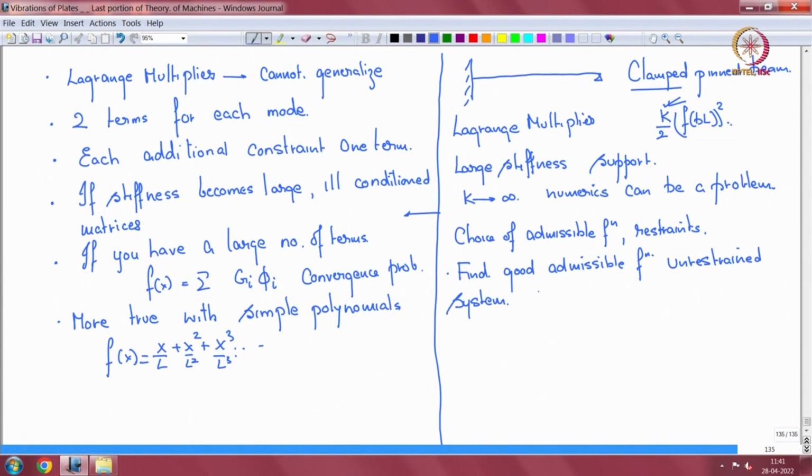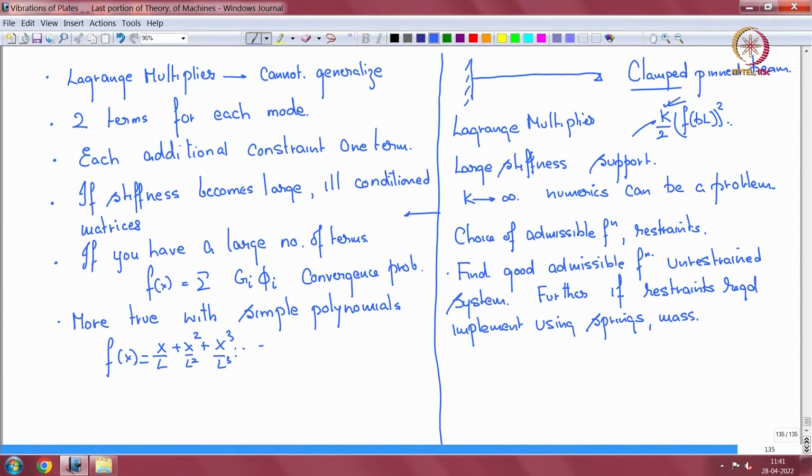Then further, if restraints are required, implement them using springs or even masses. What a stiff spring can do, a large mass also can do. If you put a large mass, it will create a restraint over there.